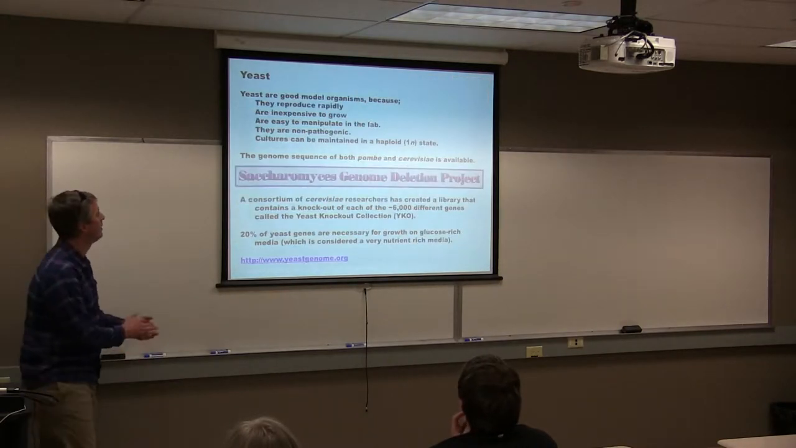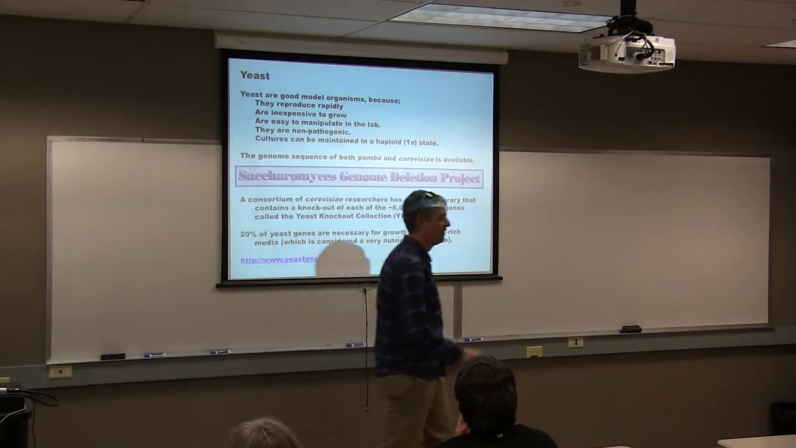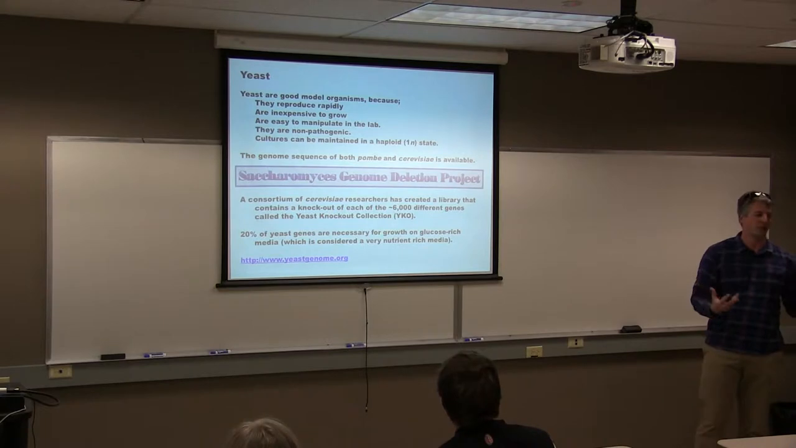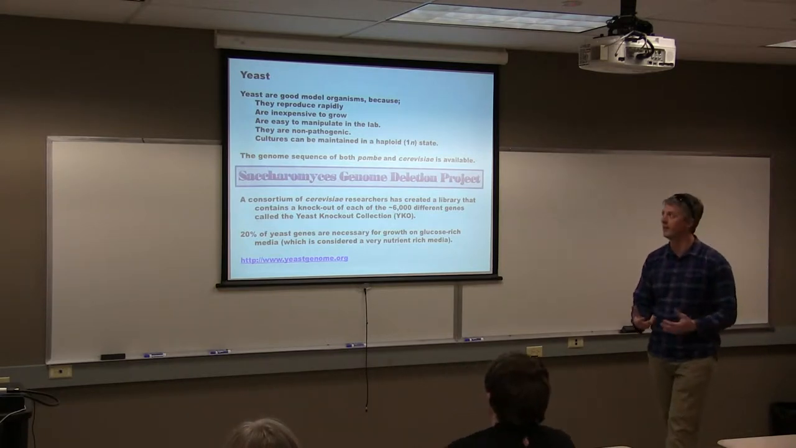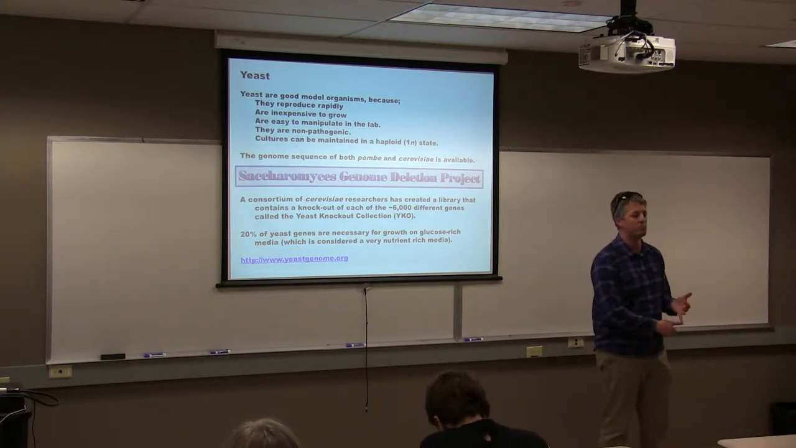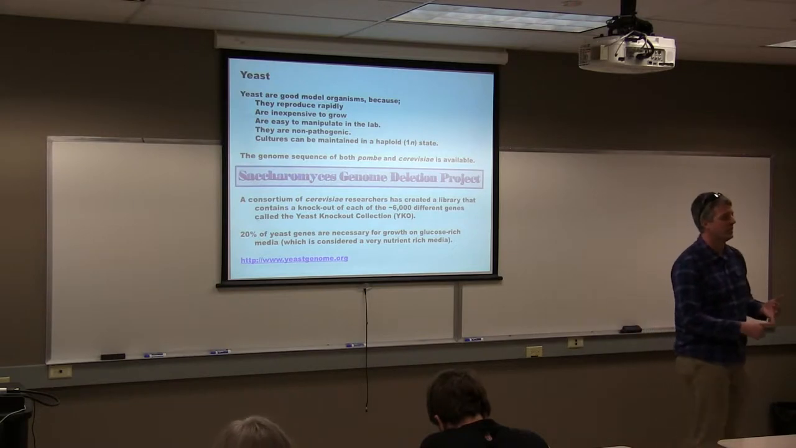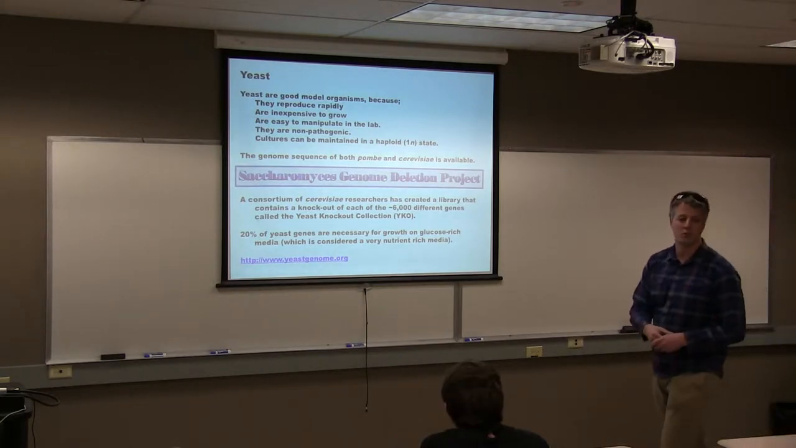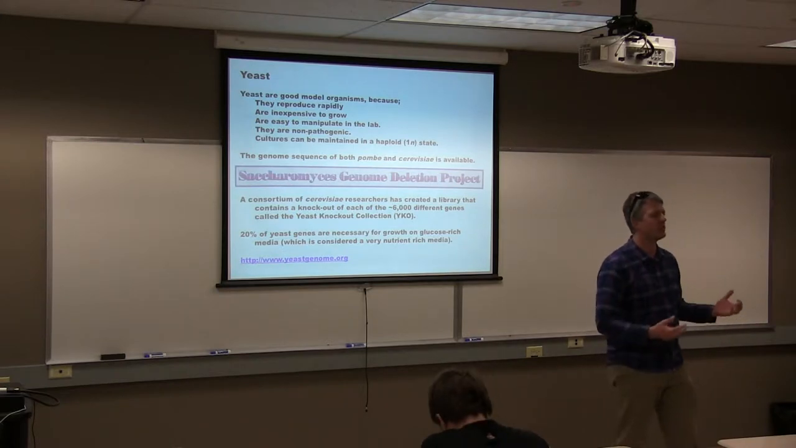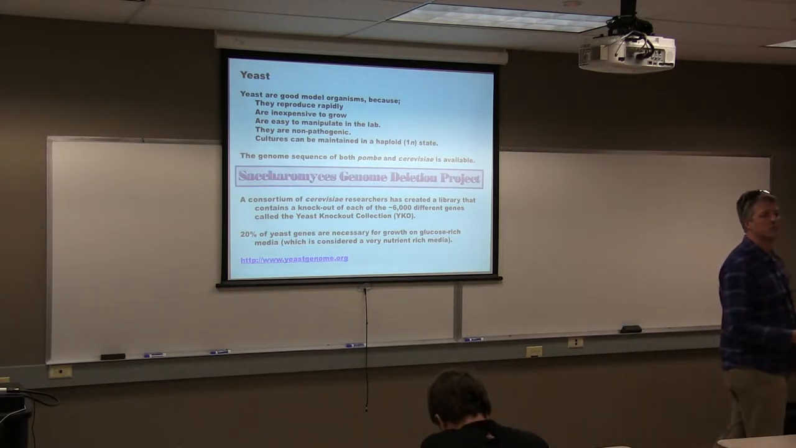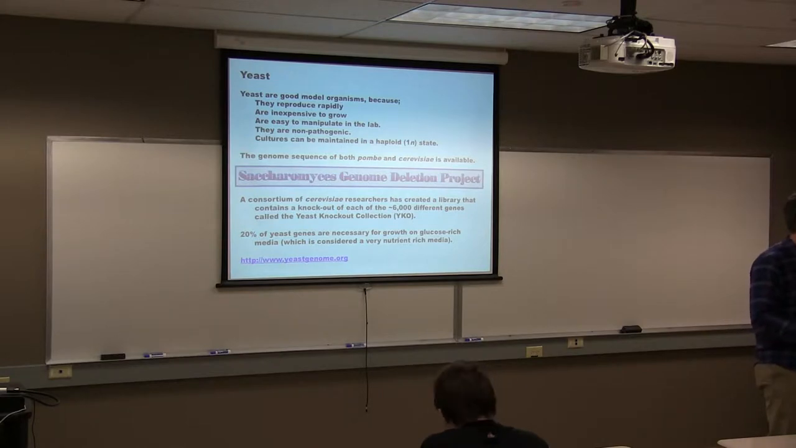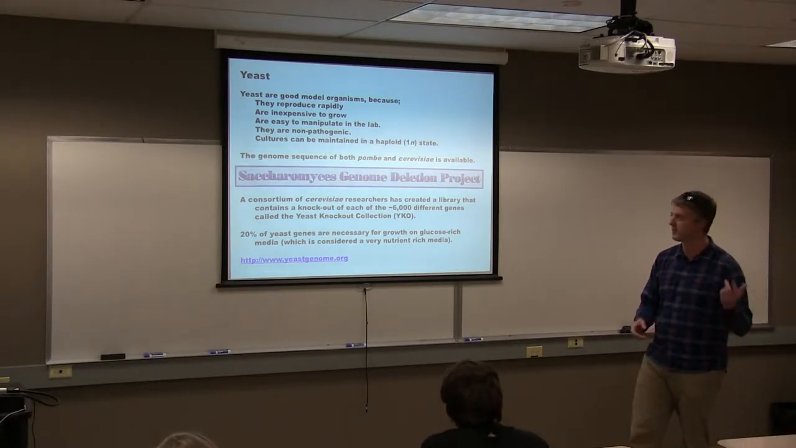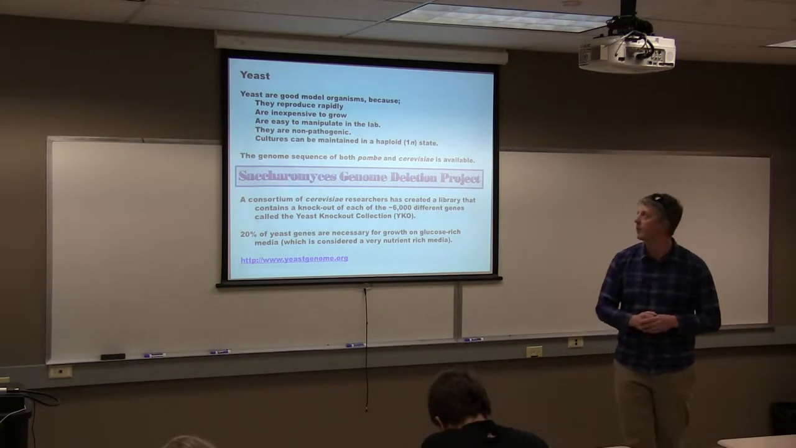I'm probably going to keep going to this side. Sorry, it's easier for me to interact. So why are they important organisms experimentally? They grow rapidly, so the cell cycle in yeast under optimal conditions is about 90 minutes, okay? Do you guys know what the cell cycle for a human cell is on average? We're looking at about a 24-hour period to go from one cell to two cells in mammalian cells.